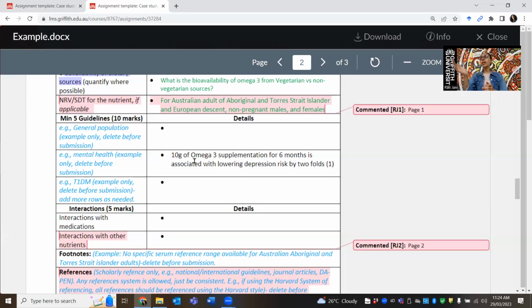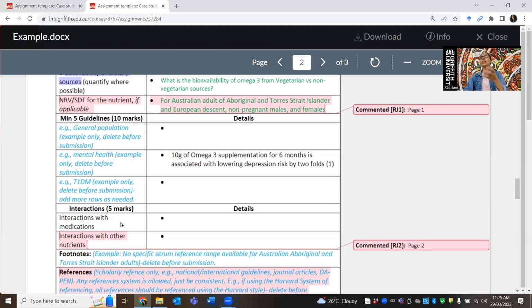For omega-3, you may have something on the general population and mental health. For fiber, somebody may have more on, say, constipation, GI, heart conditions. That is completely fine. That is all going to differ depending upon your nutrient and how much research has been done on the nutrient for a particular disease condition. Makes sense, guys? Okay. Then interactions is very simple.